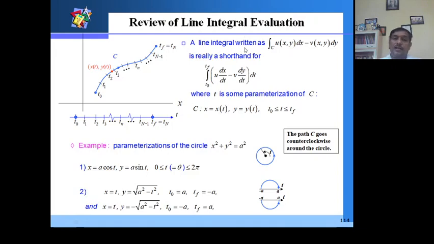A line integral written as the integral upon C of u of x comma y dx minus v of x comma y dy, that is the first line integral, is really a shorthand for u into dx by dt minus v into dy by dt, into dt, if a parameterization is given, where t is some parameterization of C, meaning C can be expressed in terms of x and y in terms of t. That is, x is equal to x of t and y is equal to y of t. Here t is called the parameter, and that parameter lies from t naught to tf.